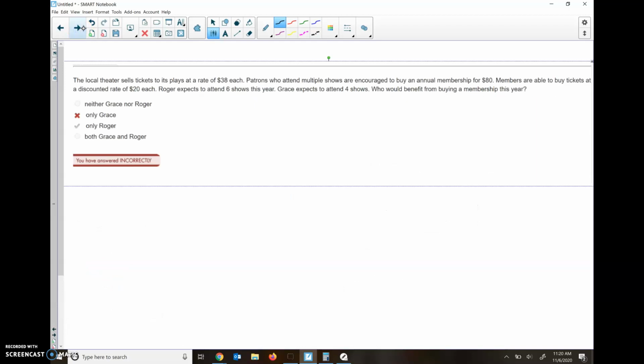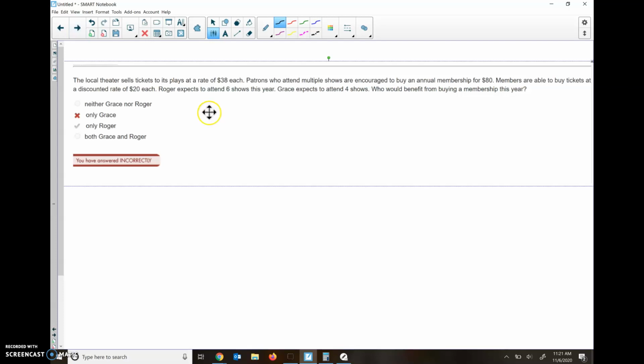Local Theater sells tickets for a play at a rate of $38 each. Patrons who plan to attend multiple shows are encouraged to buy annual memberships for $80. Members are able to buy tickets at a discounted rate of $20 each. Roger expects to attend 6 shows this year. Grace expects to attend 4 shows this year. Who would benefit by buying a membership this year?